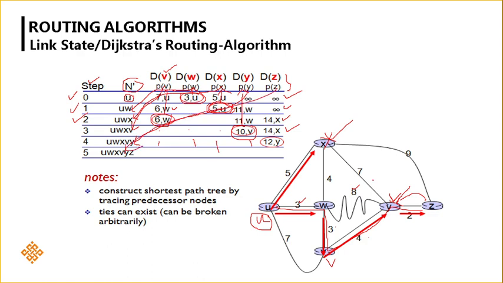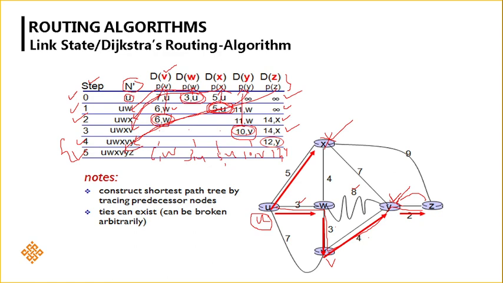Then again you find all the paths. You will get the same values: 6 comma w, 3 comma u, 5 comma u, 10 comma v, and 12 comma y. So until when should you do this? The previous step and the last step will be the same. Then you should stop the iterations. That concludes that you have reached the shortest path from source node U to all the other nodes. So if you want, you can check.